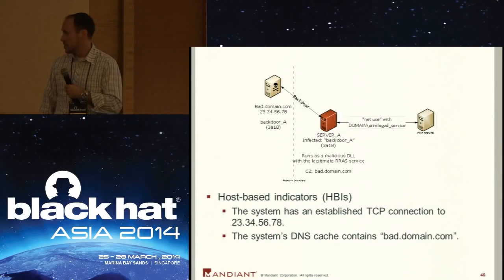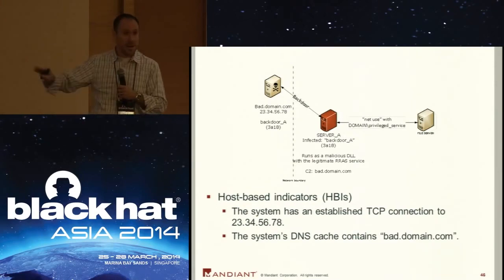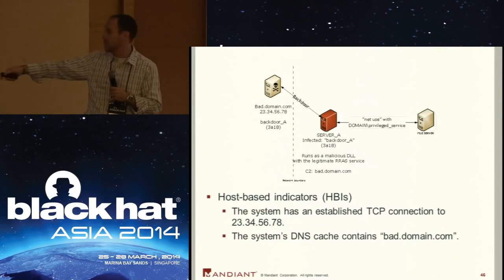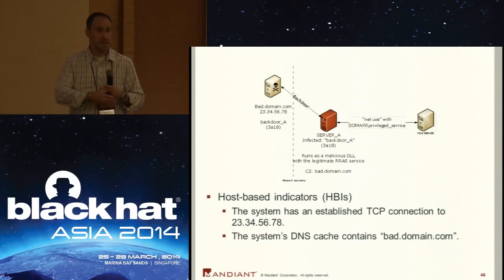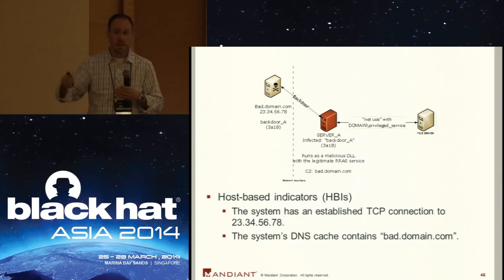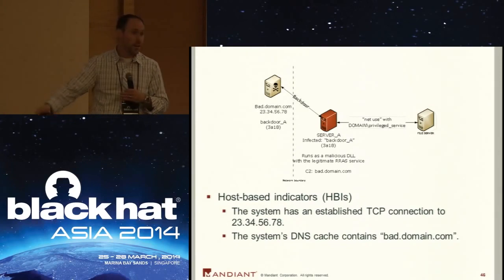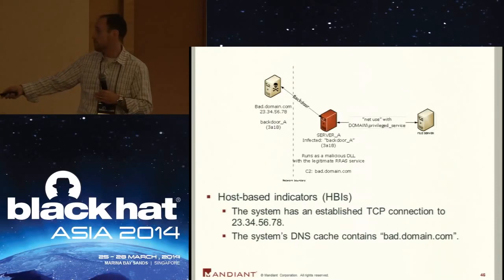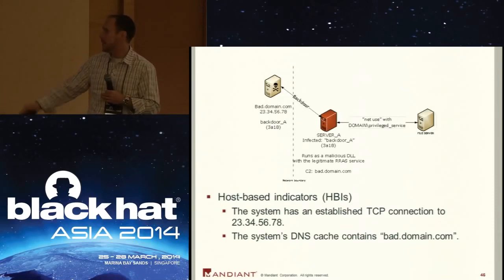Okay, host-based indicators. Some of these are very temporal, so I wouldn't hang my hat on them, but I'm starting with the easy ones. If the system has an established TCP connection, it's the host-based side of that network indicator of talking to C2. Or if the DNS cache contains this bad domain, you could query that from a script. You could probably do it using WMI.